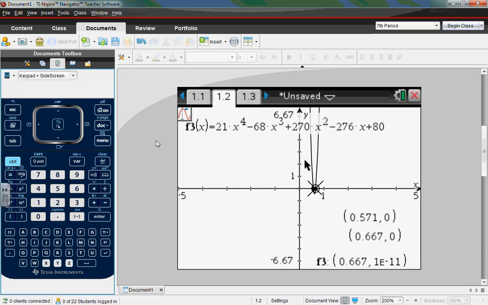So I come back to over here, and I'm simply going to do 4 divided by 7 and hit enter. Well, what is 4 divided by 7? 0.571. Is that my other 0? Yes. That's scientific notation saying it's as close to 0 as it can get because it's negative e to the 12. Okay? So now I have two values that I'm going to do synthetic division on.